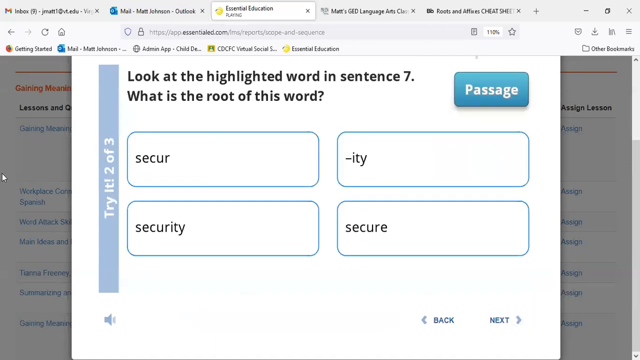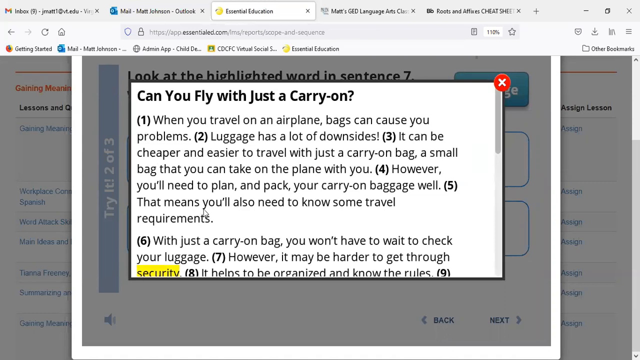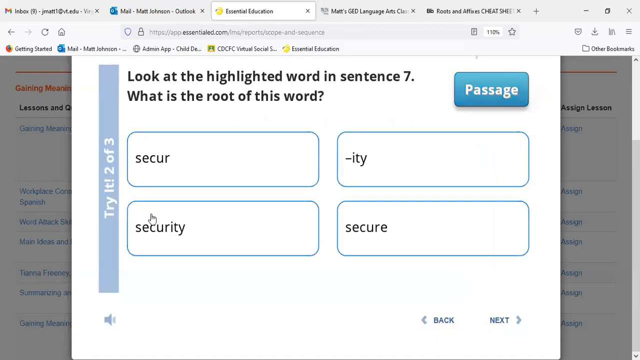Look at the highlighted word in sentence 7. That's a good one. What is the root of this word? All right, so our passage here, looking at sentence 7, right? So, however, it may be harder to get through security. So, that one might be pretty easy. Kate, are you there? Can you answer this one for us?